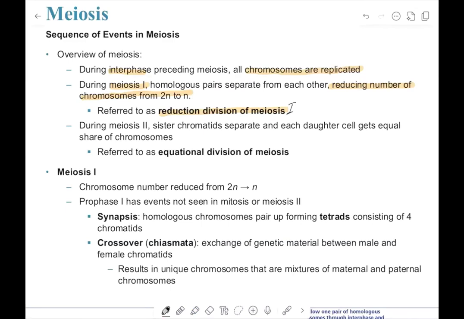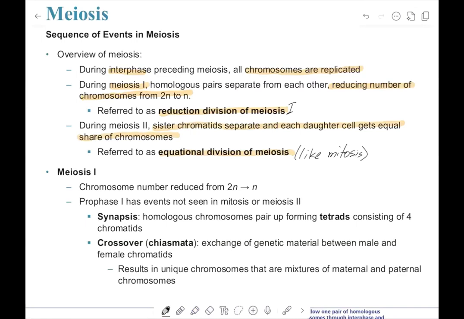During meiosis 2, those sister chromatids separate and each daughter cell gets an equal share of chromosomes. So we call it the equatorial division of meiosis, which is just like mitosis.